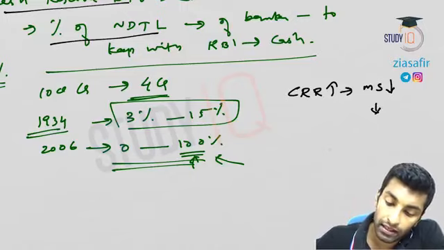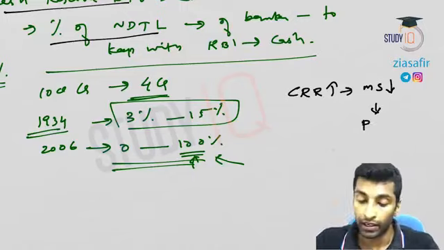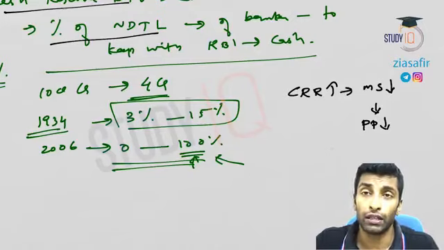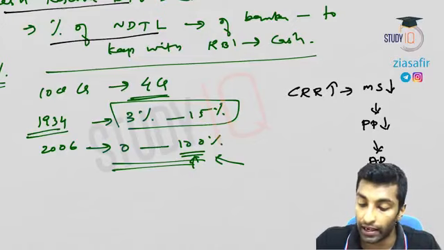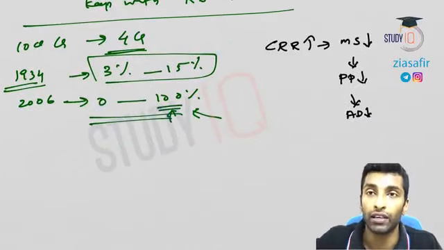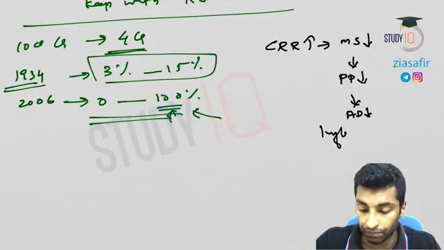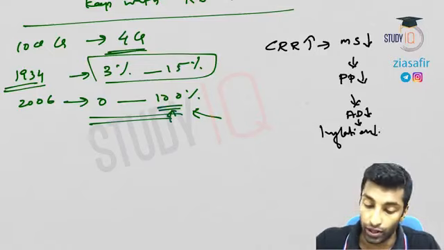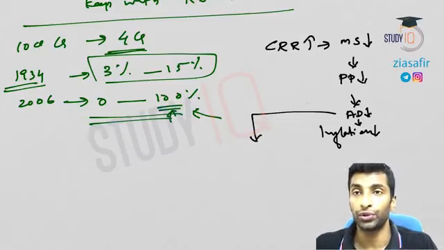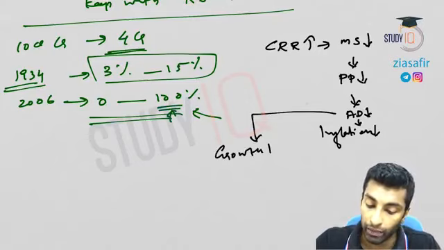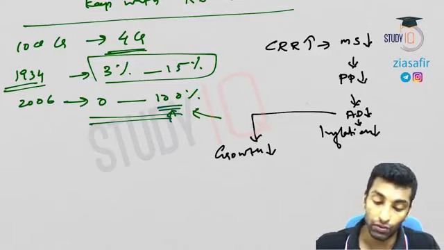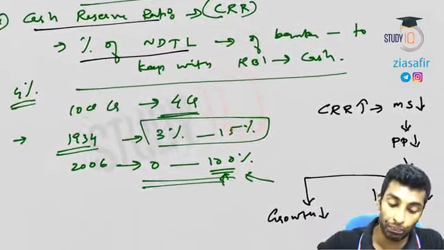Now, money supply decreasing means what? Automatically it will affect the purchasing power. So purchasing power will come down, and I've told you when the purchasing power comes down, the aggregate demand will come down. When the demand decreases, in this way you can control the inflation. But there is a big issue here: the growth will be affected. The growth will also come down. So this is what we have discussed with respect to CRR.